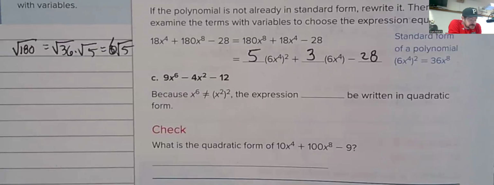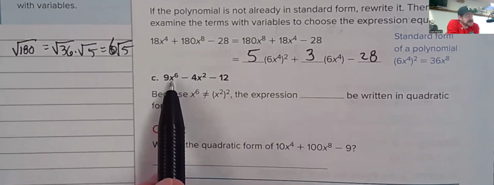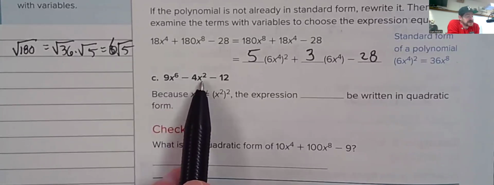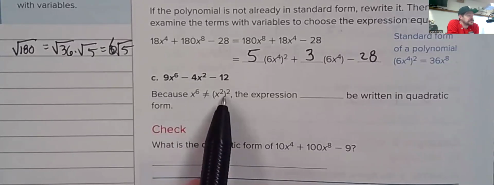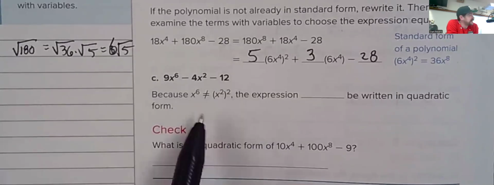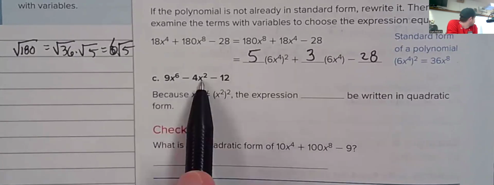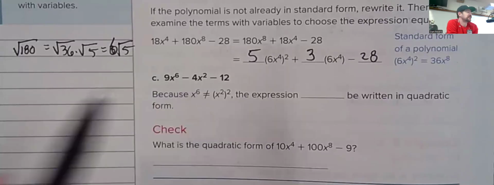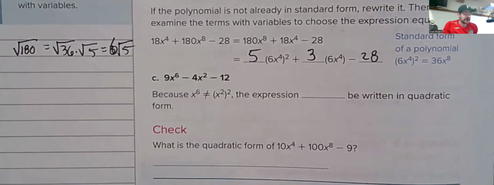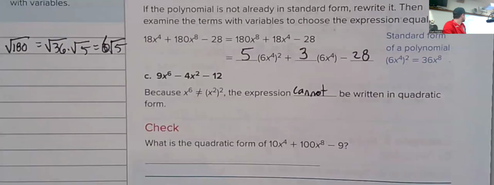Now, C cannot be written as a quadratic. And that's because x to the 6th power, while it is a multiple, 6 is a multiple of 2, it's not the square of x squared. X squared squared is x to the 4th power, not x to the 6th power. So this one actually can't be written as a quadratic. The exponent in the middle has to be able to be squared to equal the exponent at the front in order for this process to work in the first place. So the expression cannot, is our word here, cannot be written in quadratic form.